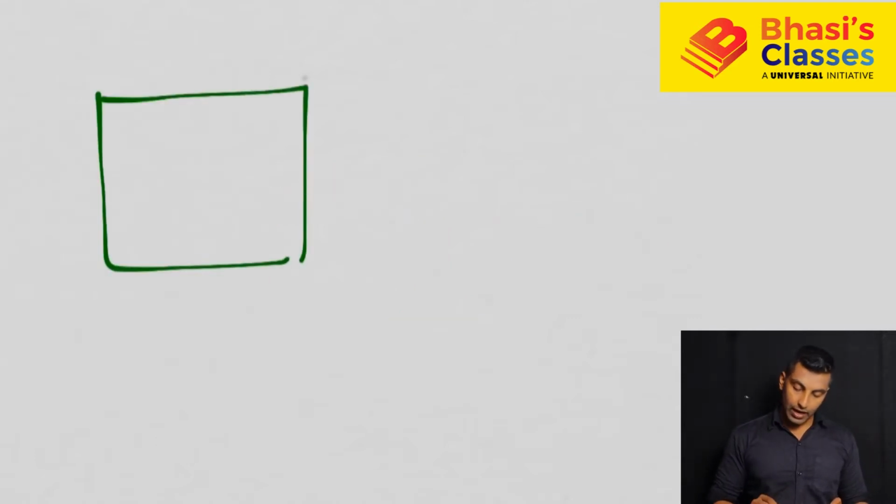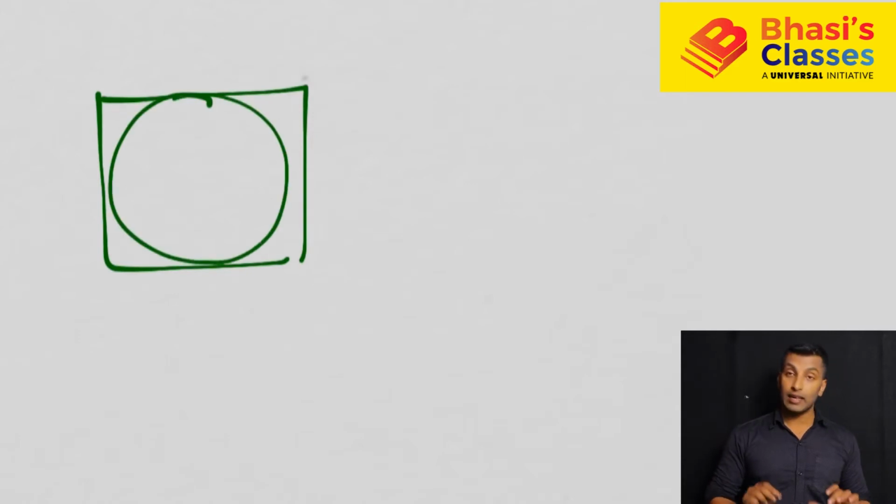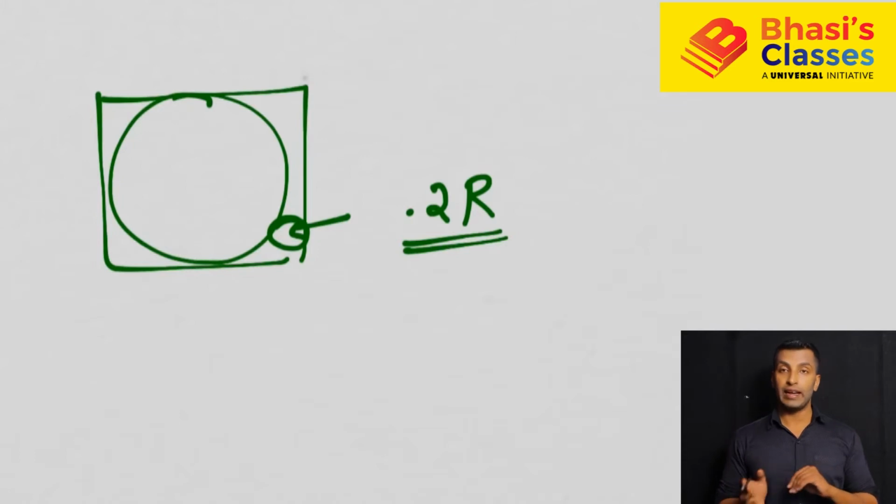You get a square. I hope you understood. A circle which is the maximum possible circle which can be inscribed, then a circle here. So what is the radius of this? That is 0.2 of the radius of the bigger one.